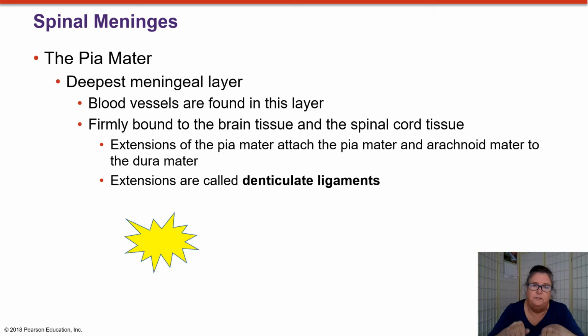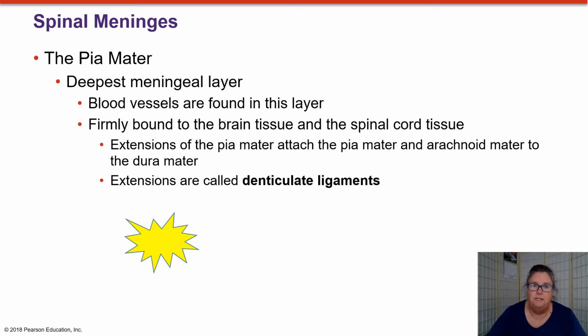All right, so it's holding the blood vessels to the brain. All right, and so we have extensions of the pia mater holding both layers, the pia and the arachnoid, to the dura, and those are called denticulate ligaments. Denticulate ligaments in the spinal cord tissue.